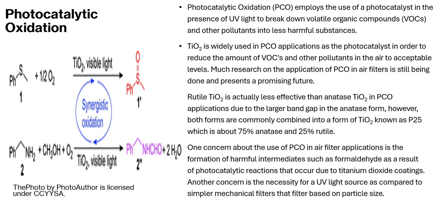Photocatalytic oxidation, or PCO, employs the use of a photocatalyst in the presence of UV light to break down volatile organic compounds, VOCs, and other pollutants into less harmful substances. TiO2 is widely used in PCO applications as the photocatalyst in order to reduce the amount of VOCs and other pollutants in the air to more acceptable levels. Much research on the application of PCO in air filters is still being done and presents a promising future.